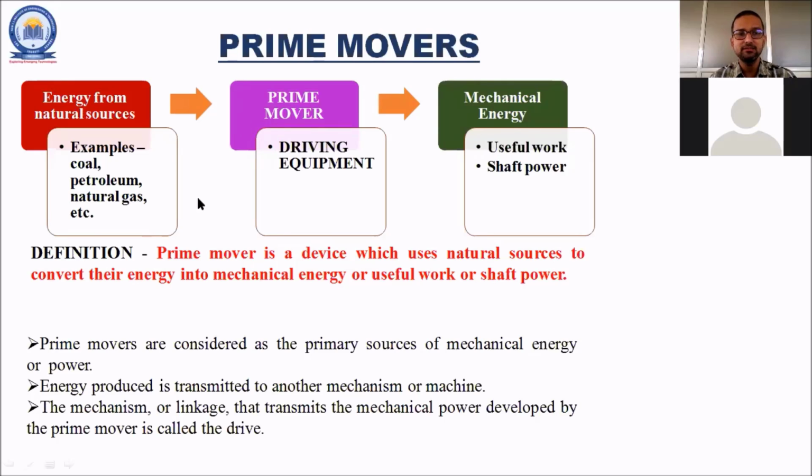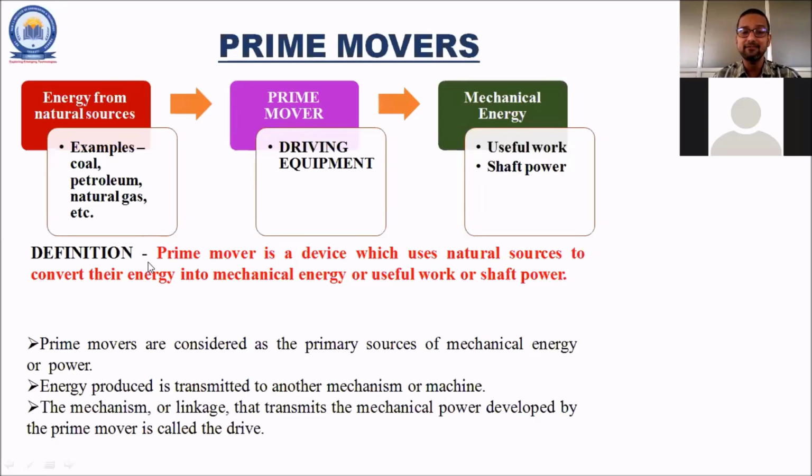So prime mover, as you are seeing in the pictorial representation, takes in the energy from the natural sources. Natural sources are those sources which are available from nature. Examples are coal, petroleum, natural gas, etc. They are the natural sources. So the prime mover uses these natural sources, converts the energy of the natural sources into mechanical energy, and this mechanical energy can further be converted into useful work or shaft power. Dear friends, a shaft is a mechanical component which is used for power transmission. So basically, this is the pictorial representation.